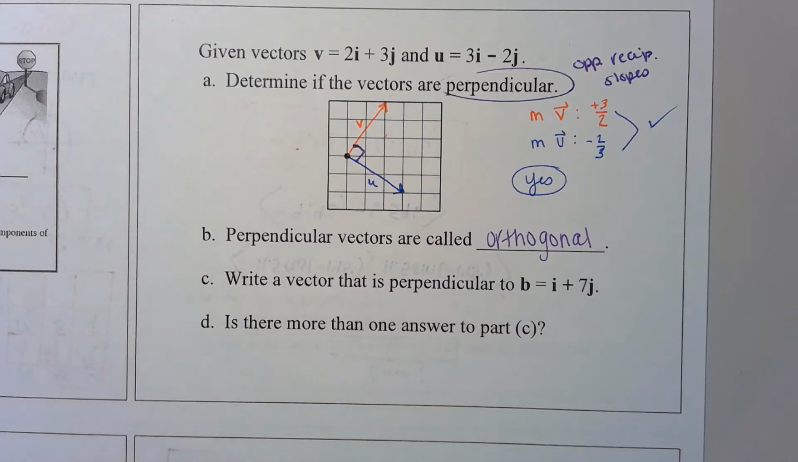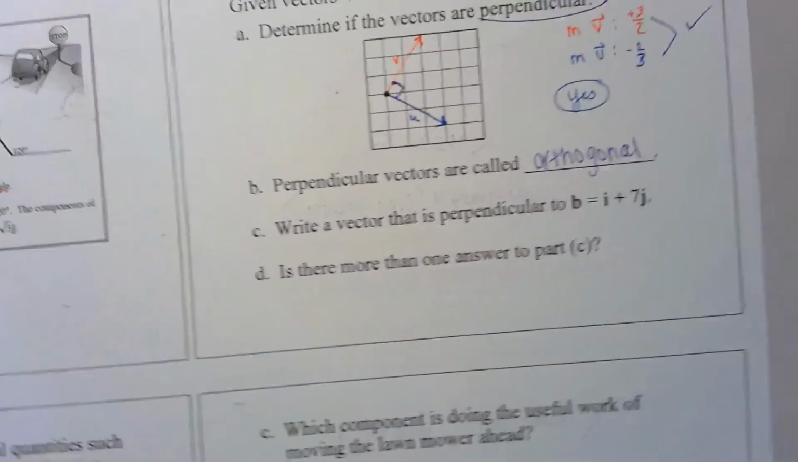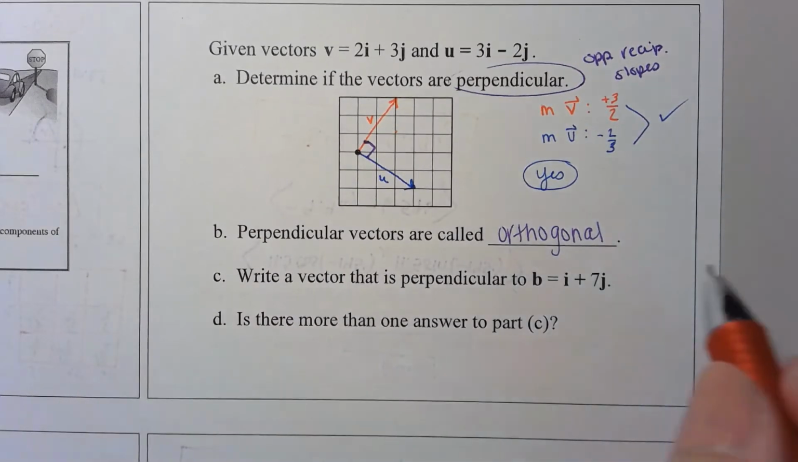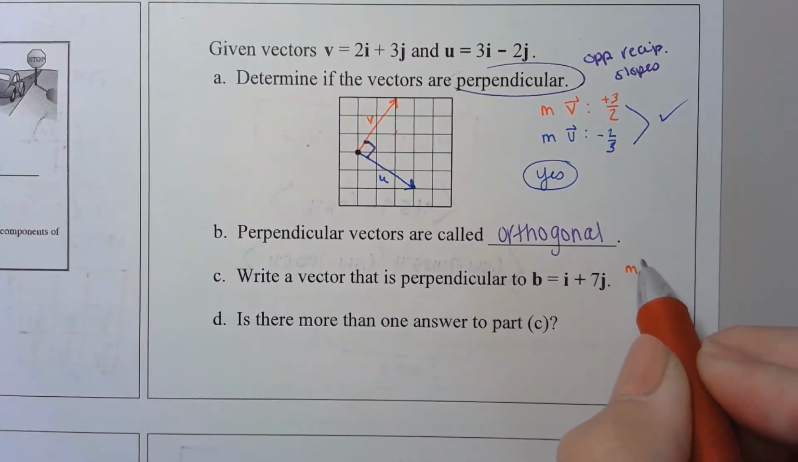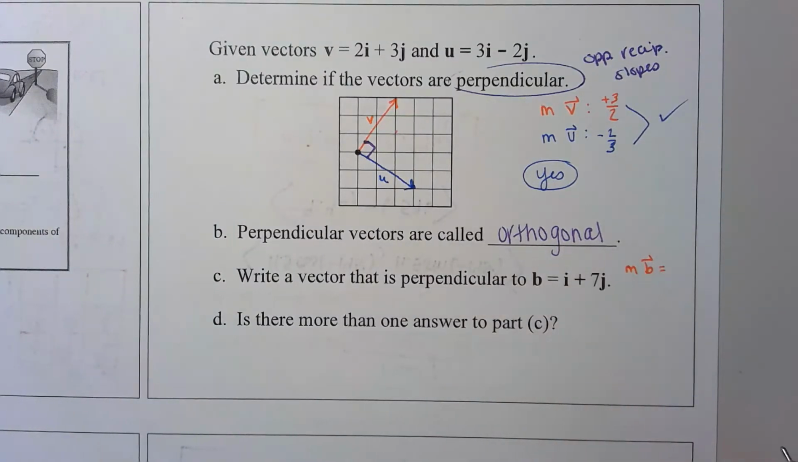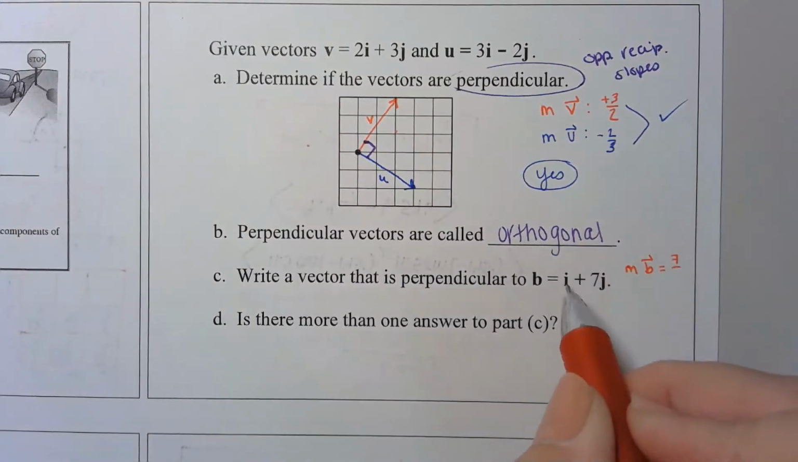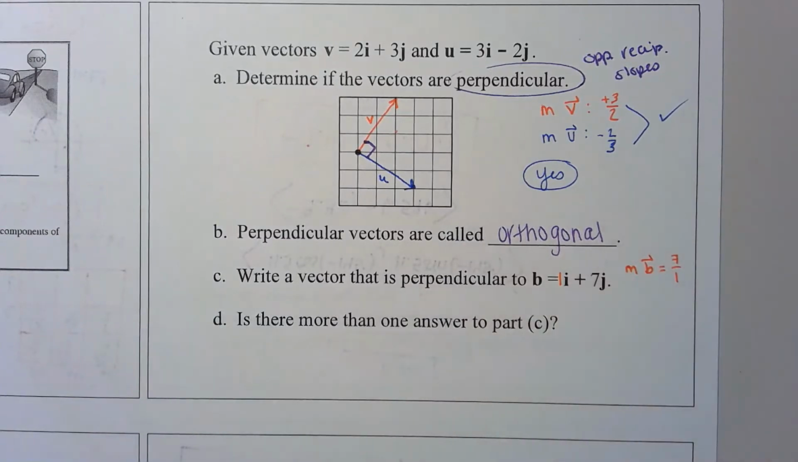Okay. All right, so this one says write a vector that is perpendicular to vector b, and b is i plus 7j. Well, let's think about this for just a second. The slope of vector b, we want the vertical, right, rise over run. This is the vertical component, it's a positive 7, and then the run is a positive 1. So my slope is 7. Well, something perpendicular or orthogonal would have a slope of negative 1 over 7.